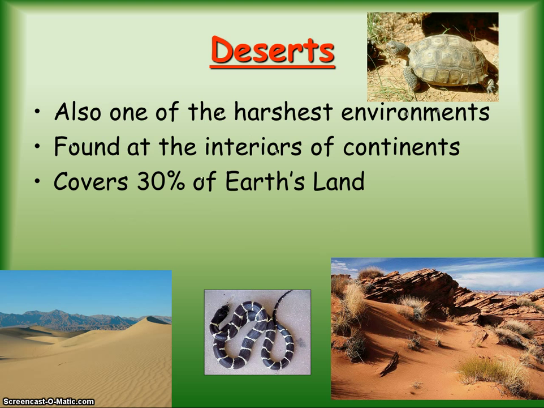Okay, continuing south, closer to the equator. Here is our other type of desert. Tundra was the cold desert. Here are our hot deserts. Once again, harshest environments on the planet. These cover about 30% of the Earth's land area, dominated by little to no plant life, little to no rainfall. Reptiles are the dominant animals in this particular area. They can survive these harsh heat conditions. They can burrow if they get too hot.